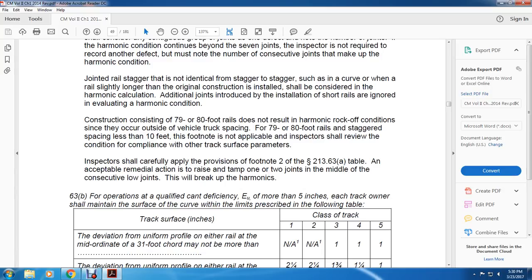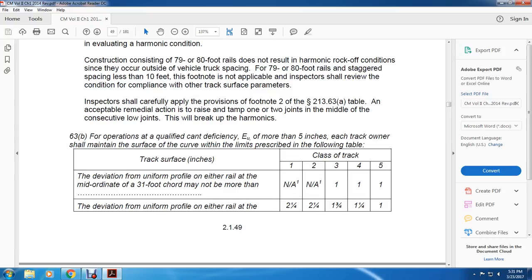The inspector should review the condition for compliance with the other track surface parameters. The inspector shall carefully apply the provision of footnote number 2 of section 213.63 of the table. An acceptable remedial action is to tamp one of the two joints in the middle of the consecutive low joints. This will break up the harmonics.